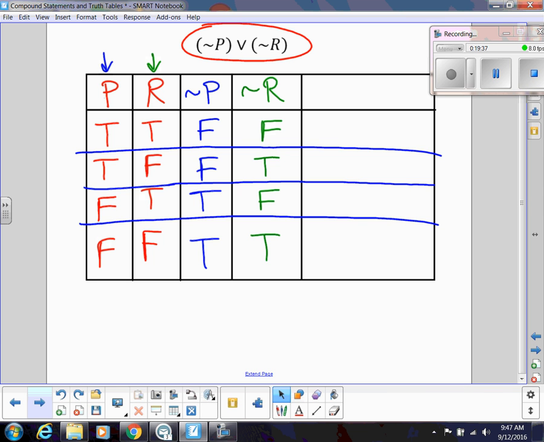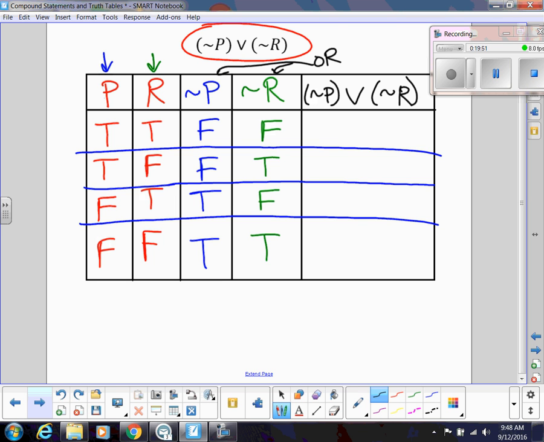So now in my last column, I'm ready to do the entire compound statement. Really all I'm doing is looking at these two, but I'm thinking of the or. Let's go back to what we said about or, the disjunction. When is that true and when is that false? Or is going to be true as long as at least one of them is true. If I look at these two columns, the first one's false, the second one's false. So I don't have at least one of them true, so that has to be false for that one.